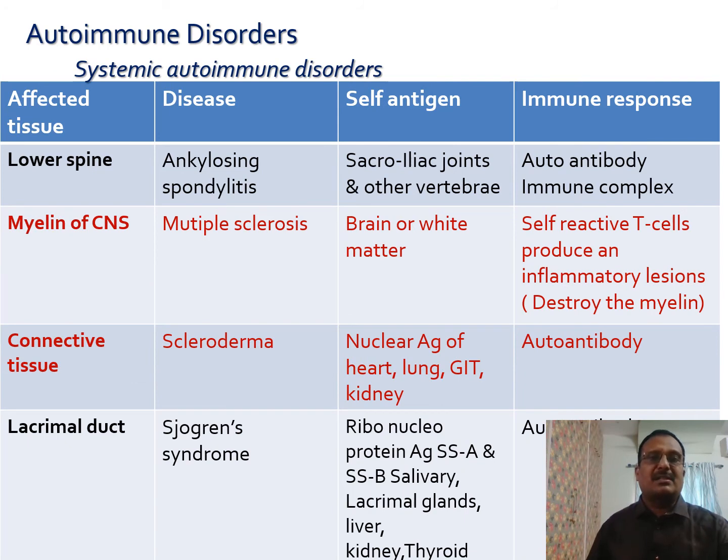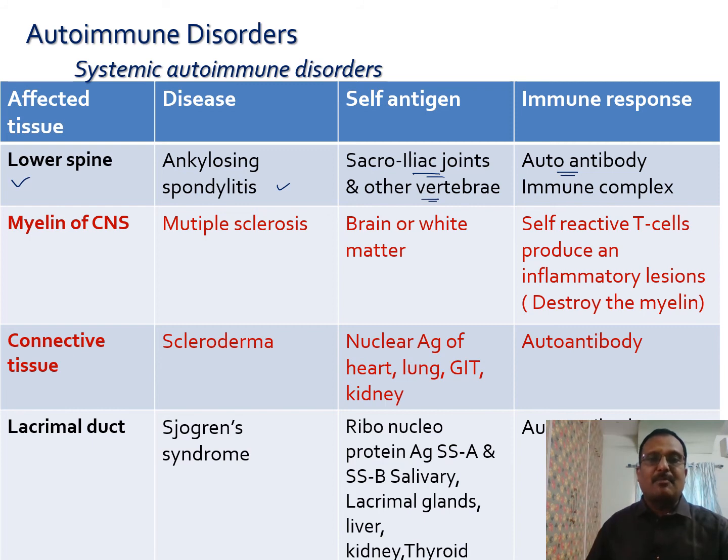And then next one is related to the lower spine, that is ankylosing spondylitis. Here the self antigens are the sacroiliac joints, the membrane cells and synovial membranes present in the sacroiliac joint and other vertebrae, and the autoantibodies are produced against these antigens. These autoantibody immune complexes cause damage to the lower spine, which is known as ankylosing spondylitis.